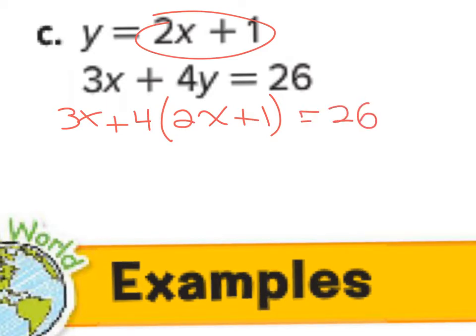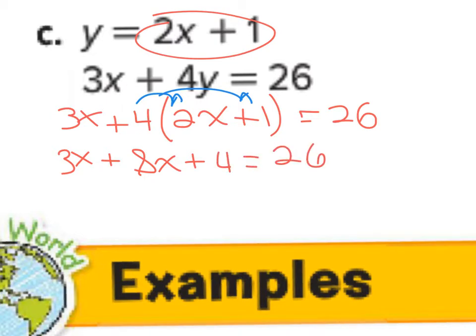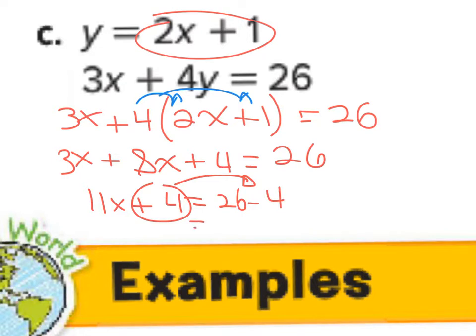Okay, let's do distributive property in here, where I multiply my 4 times both of those. And now I have 3x again, plus 4 times 2x equals 8x, plus 4 times 1, right? 4 times 1 equals 4, equals 26. Now I have 3x plus 8x is 11x, plus 4 equals 26. We can bring this plus 4 over to the other side and it becomes minus 4. So now it's 22 on this side, and it's 11x on this side.